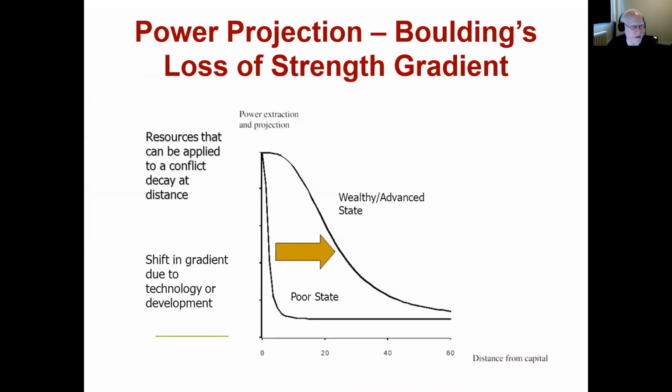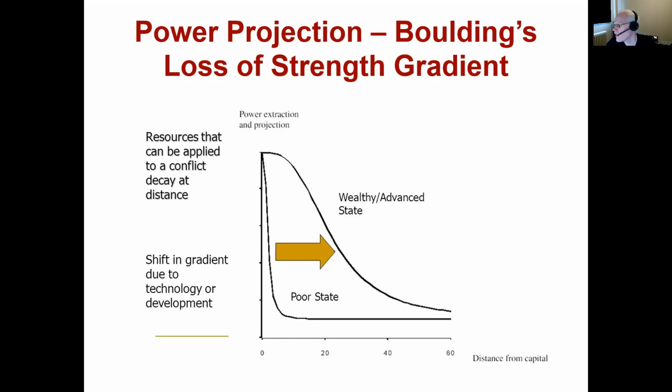When we think about the ability of a military to not defend territory as much, but to take and hold territory, one useful concept is Kenneth Boulding's loss of strength gradient. So essentially, it puts out the argument that the power of a state, the ability of a state to project power given a certain amount of resources, declines as a function of distance from home, right?